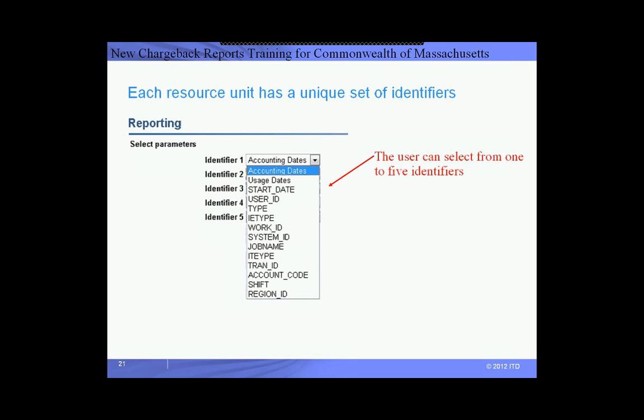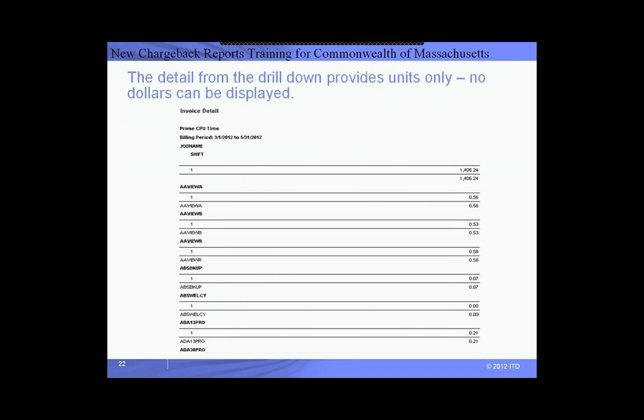The detail returned is in units only. No dollars are displayed. If more than one identifier is selected, the data is nested in the order the identifiers are selected. Always use the Return button to exit a report. Do not use your browser's Back button.